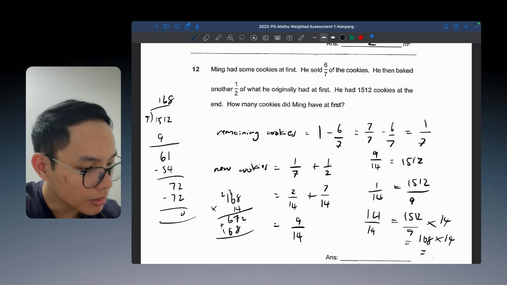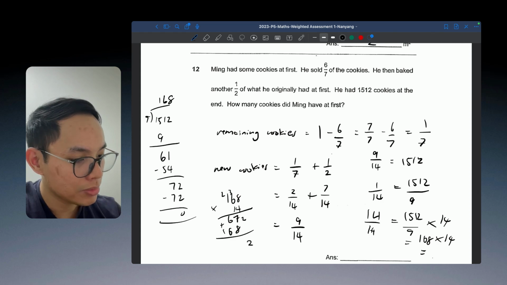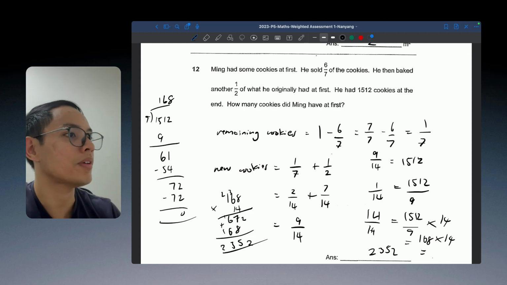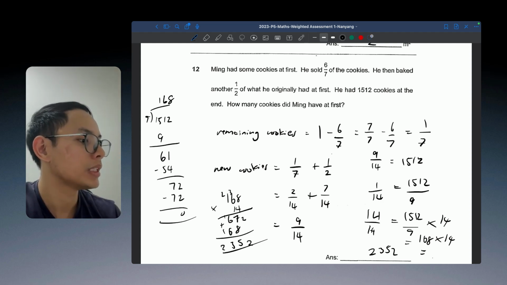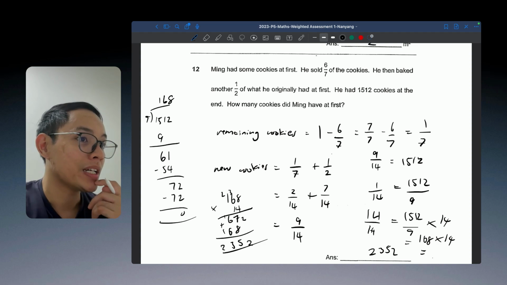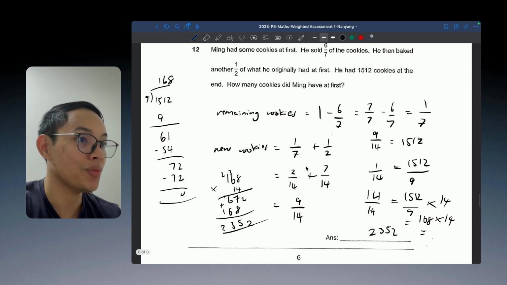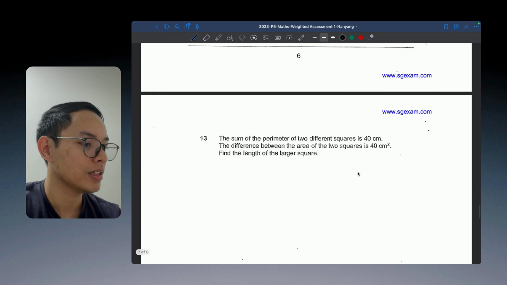168. And this should be the 2. 7 plus 8 is 15. Put 1 here. 12, 13, so 2, 3, 5, 2. Right? So the answer is 2352. So there you go, the answer is 2352 for this. A little bit tough on this, but if you got this correct, great. If not, then this is the answer to this.